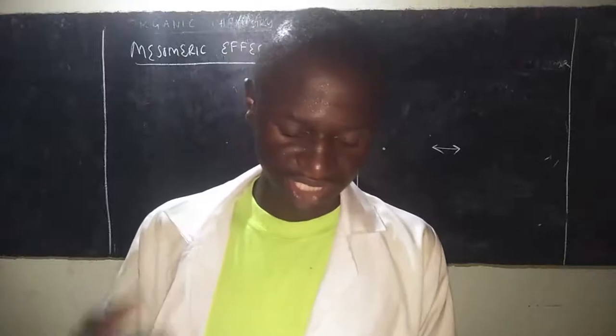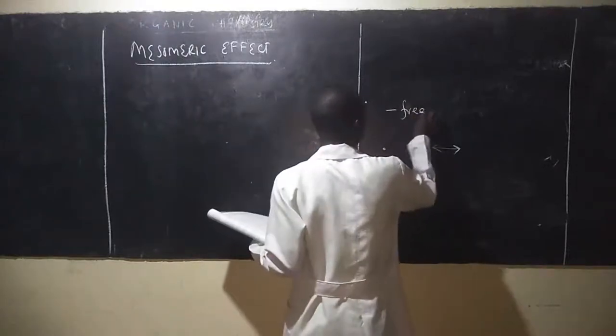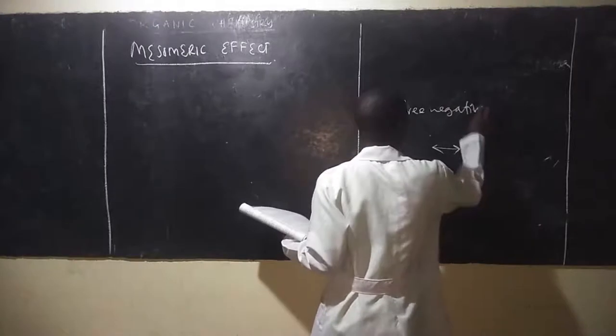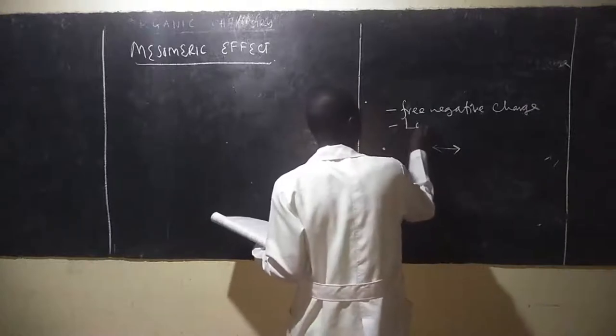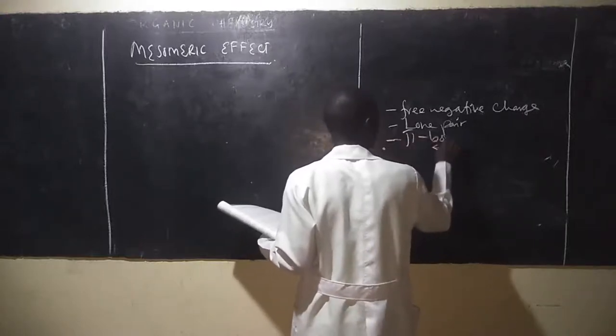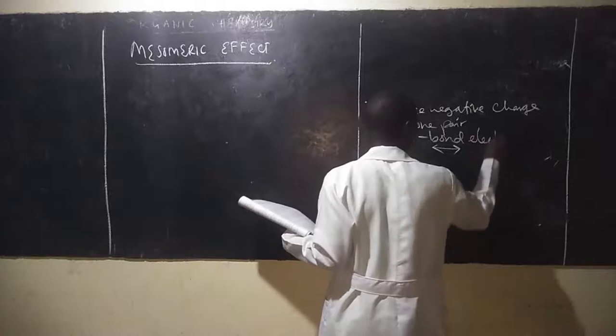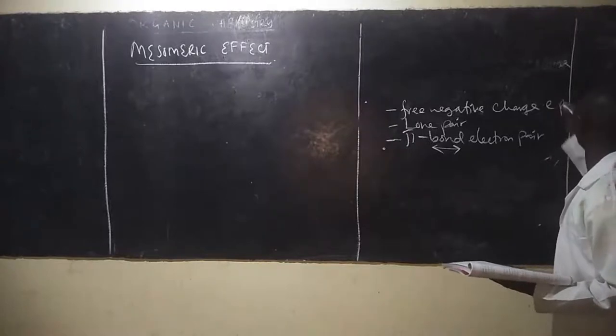chochote. So therefore, electron pairs which may be involved in mesomeric movement include those that exist in atoms as free negative charge electron pair, lone pairs, and pi bond electron pair. So they can be free negative charge electron pair, then can it be lone pair, or can it be pi bond electron pair. Any free negative charge electron pair.